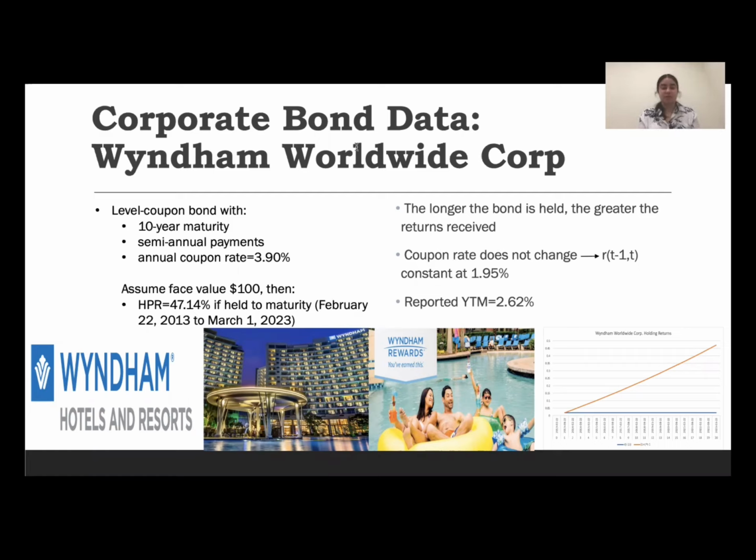is March 1st, 2023. As displayed in the graph on the bottom right, the longer the bond is held, the greater the returns received. Since the coupon rate does not change, the rate generated from one period to the next is constant at 1.95%. The reported yield is 2.62%, and the yield we calculated using Excel is 3.61%.